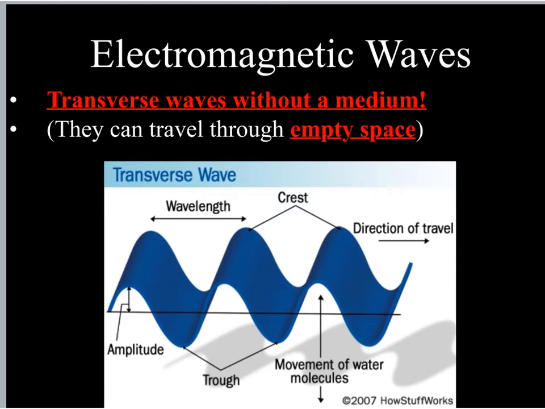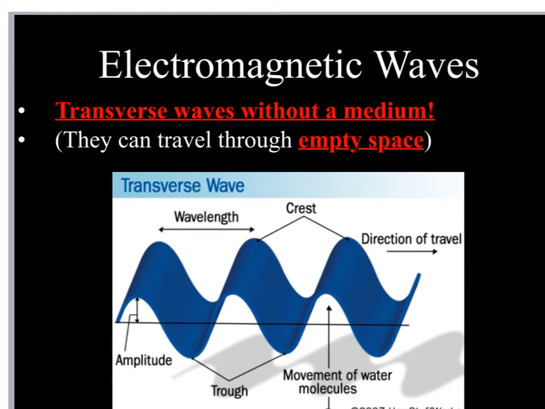Light travels as a wave, an electromagnetic wave. When we look at a wave, what we're looking at is the wavelength, which is how long it is from crest to crest, or trough to trough. We also have the amplitude, which is the height of the wave. Another important trait is frequency.